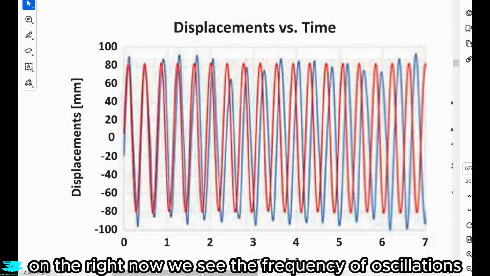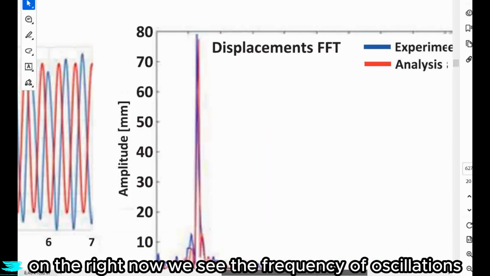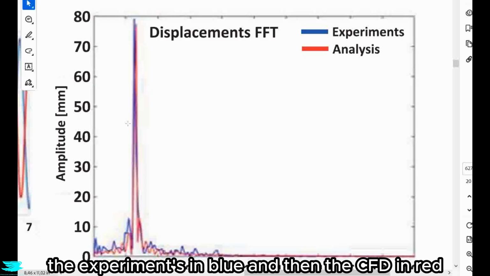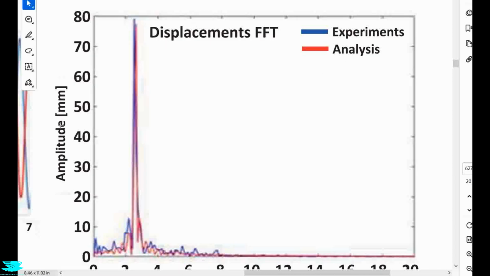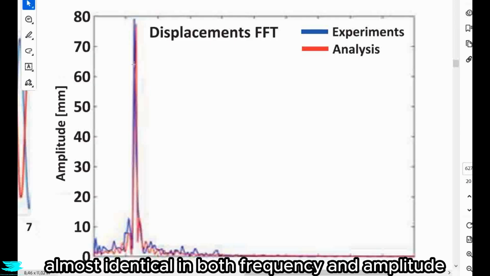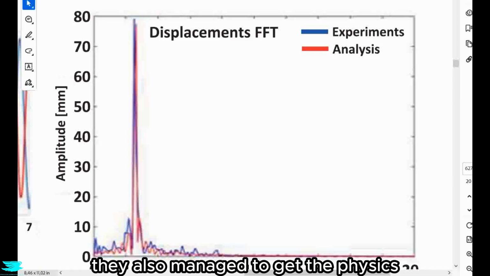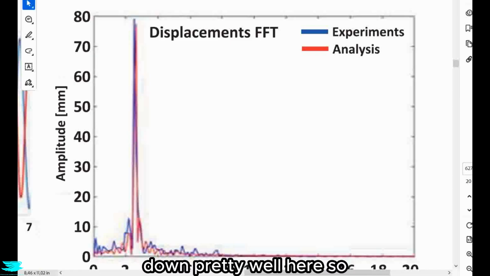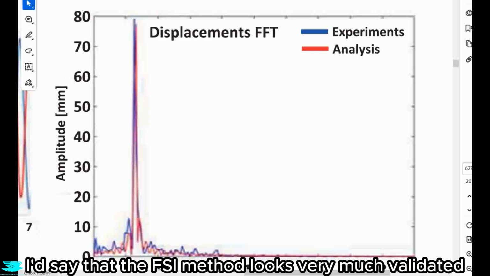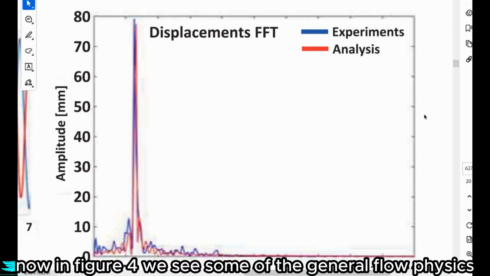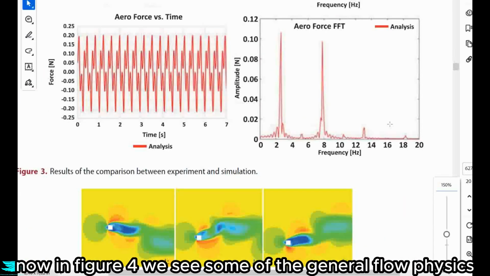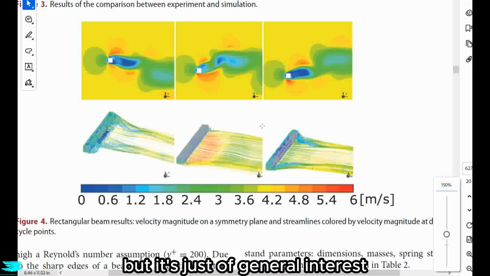On the right now, we see the frequency of the oscillations in the experiment in blue and then the CFD in red, and the peaks are almost identical in both frequency and amplitude, so that's pretty impressive. They also managed to get their flow physics down pretty well here. So I'd say that the FSI method looks very much validated. Now in figure 4, we see some of the general flow physics, which has nothing really to do with the car, but it's just of general interest.